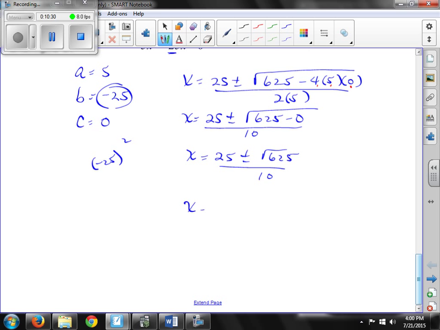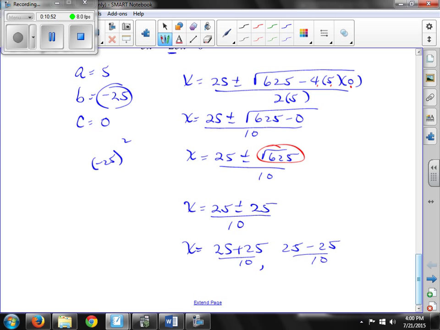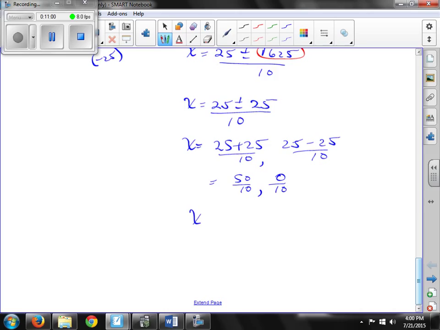So we have x is equal to 25 plus or minus, now the square root of 625, 625 is a perfect square, that's 25 over 10. So now we have x is equal to, we'll have to separate it at this point, 25 plus 25 over 10 and 25 minus 25 over 10, which would give us 50 over 10 and 0 over 10. So our final solutions would be 50 divided by 10 is 5, and 0 divided by 10 is 0. So our final solutions would be 5 and 0.